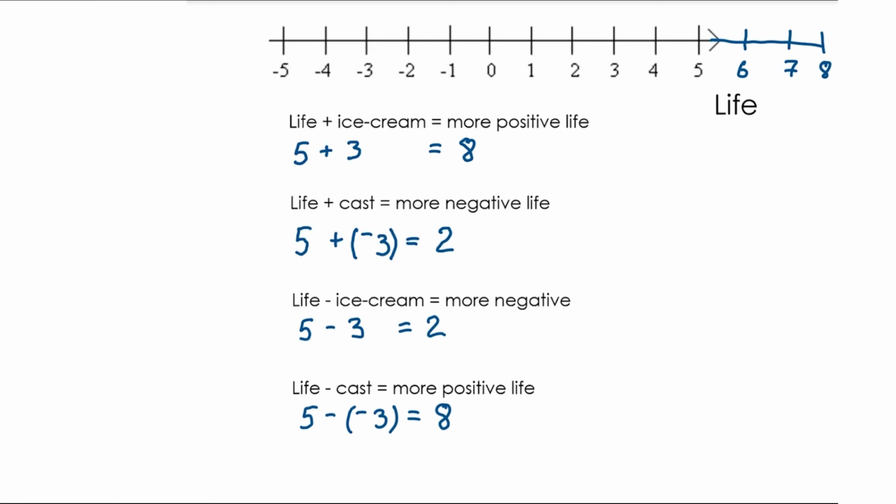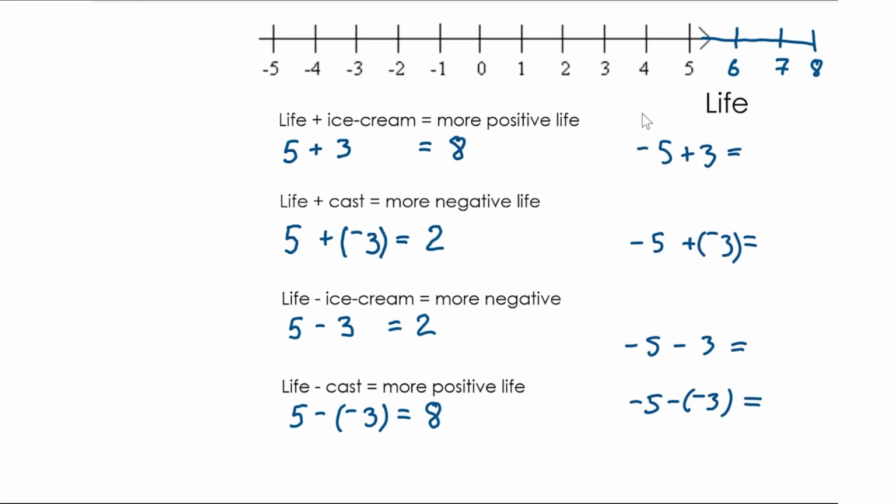Now what we just found is that adding a negative number is equivalent to subtracting a positive number. Notice that it's not the same, but it's equivalent. And adding a positive number is equivalent to subtracting a negative number. Both of these operations give a result of 2, and both of these give us 8.